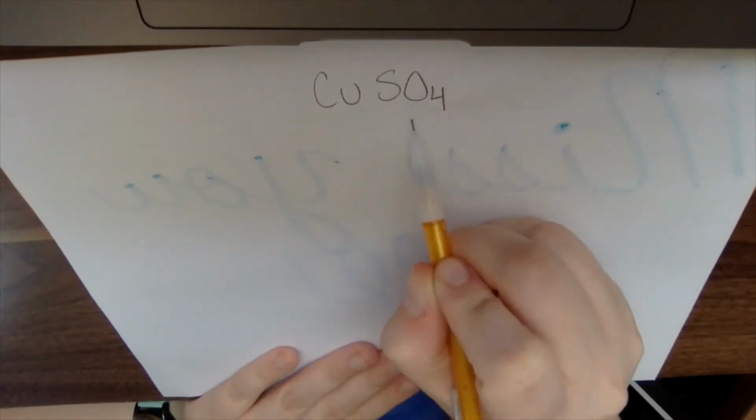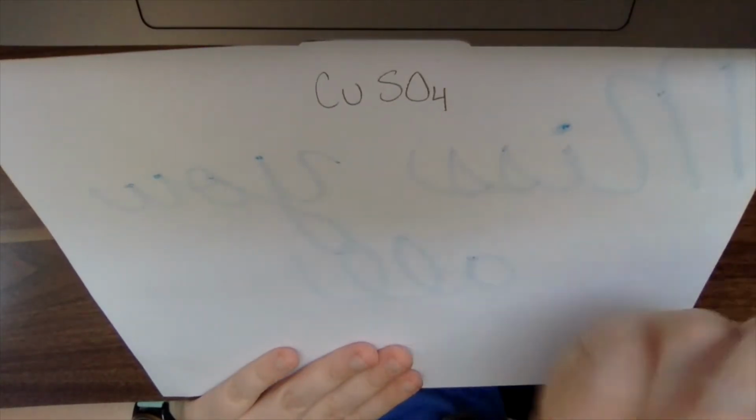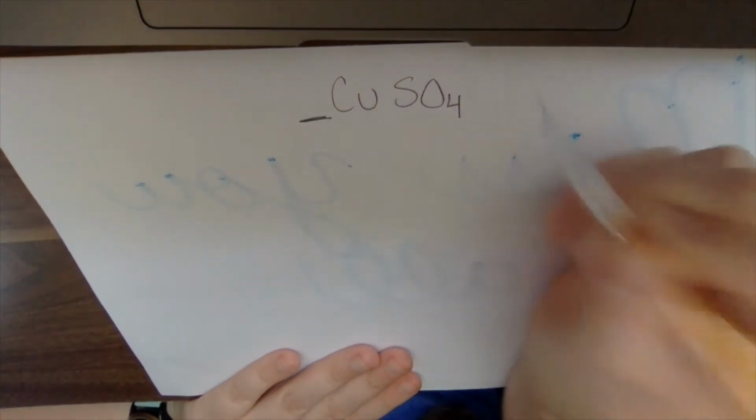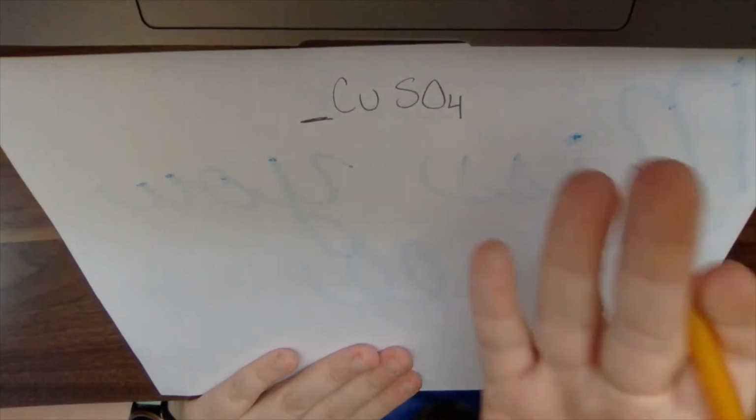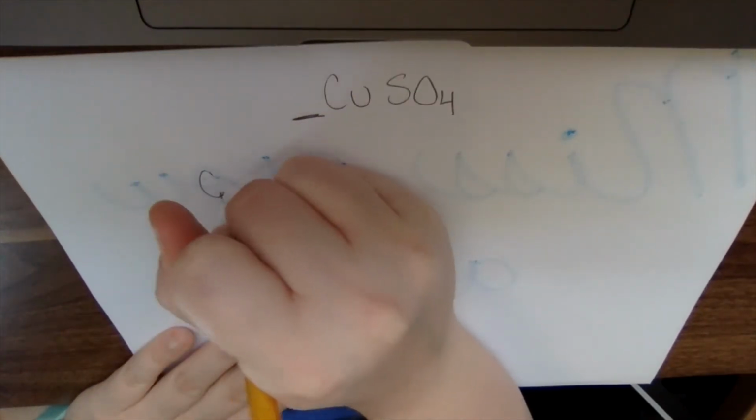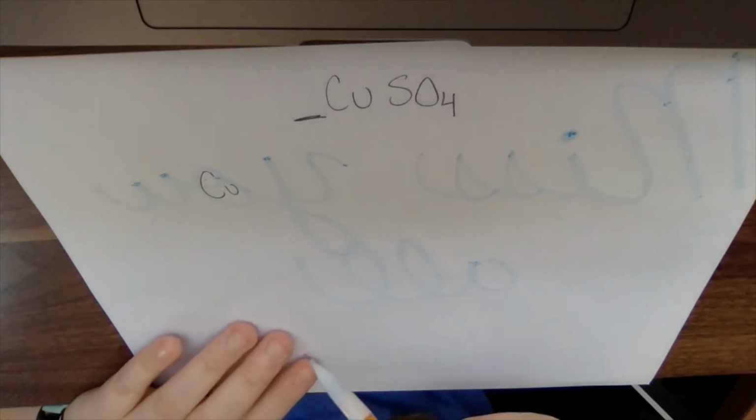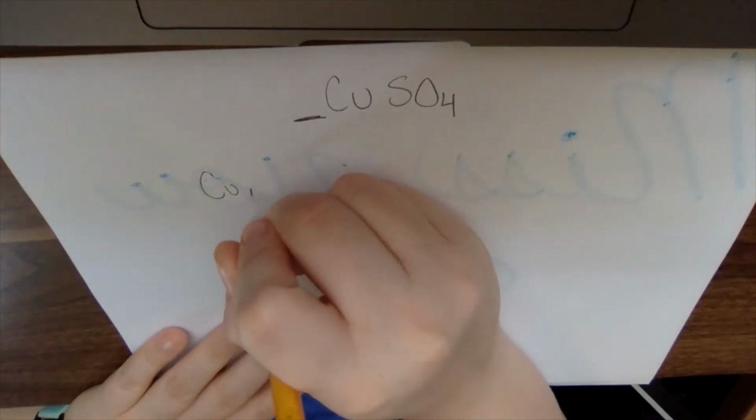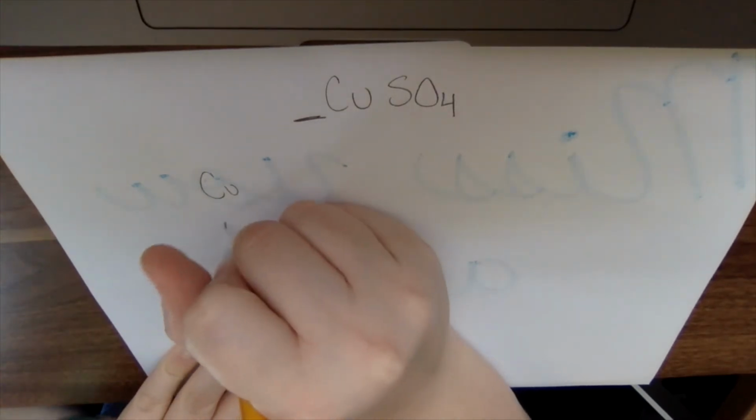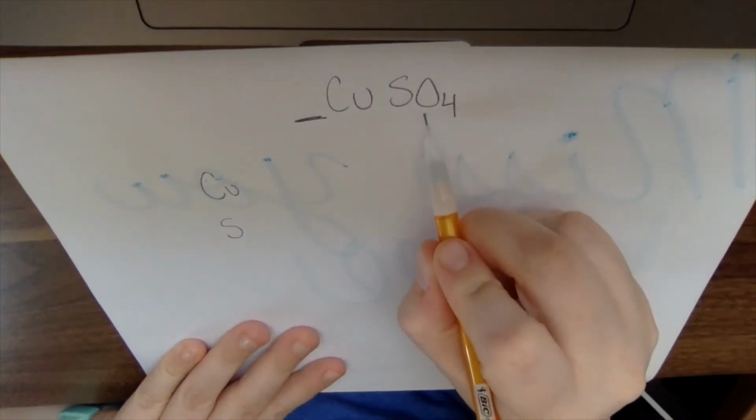Alright, so our first example, we have CuSO4. So this one's pretty simple because we don't have any coefficient, and we don't have any parentheses, so this one is just a matter of just writing everything down and looking at the subscript for each element. So our first one is Cu, that is copper. So Cu. Next we have S. And then O.